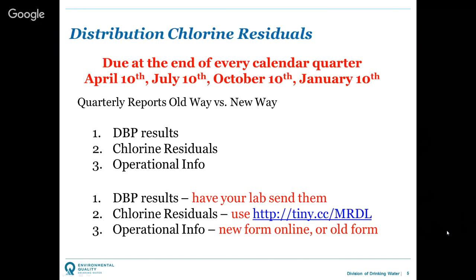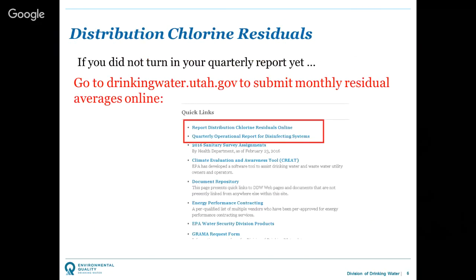But it's on our website under quick links on the main page. So here it is on the main page under quick links. This report distribution residuals online is where you can report that monthly average every quarter. You can do it every month if you want, or at least every quarter.